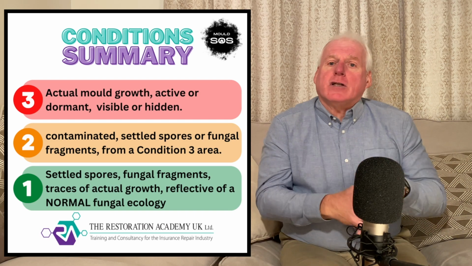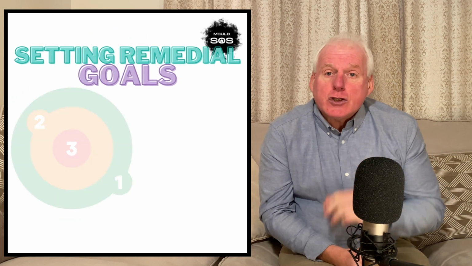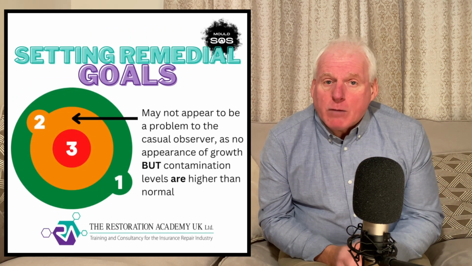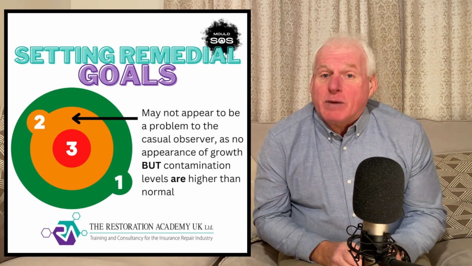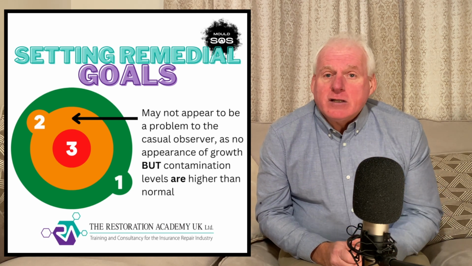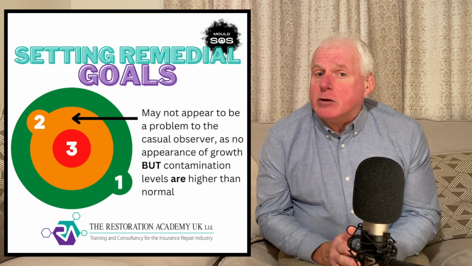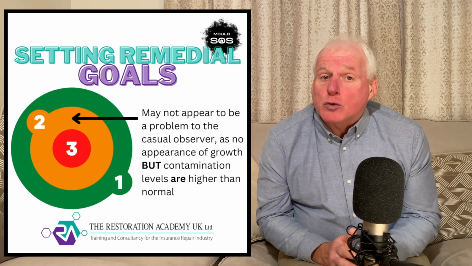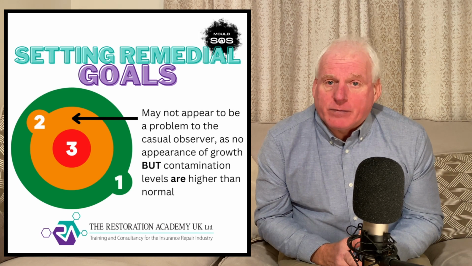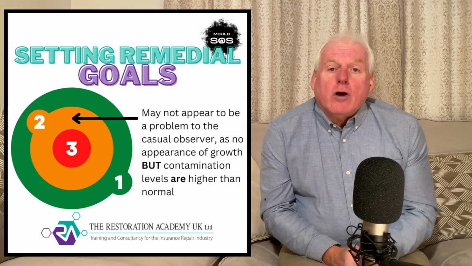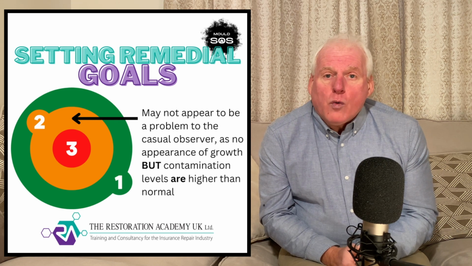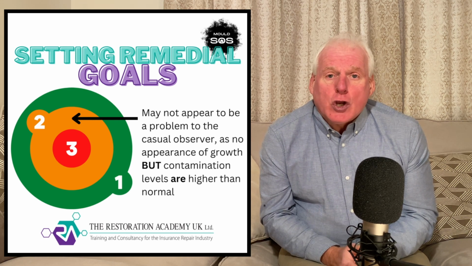So let's expand on condition 2 for a moment. Condition 2 represents an indoor environment in which mould is not seen as a problem to the casual observer because that's not where the mould appears to be growing. However, contamination levels will be higher simply because that environment is in proximity to one in which it is growing. Remember how mould and fungal fragments spread on the air? The longer the mould growth is permitted to exist, the more widespread and elevated the condition 2 will become.